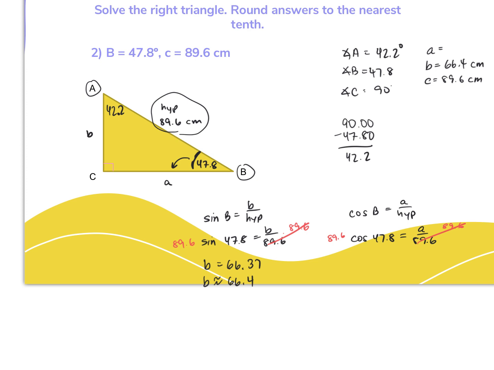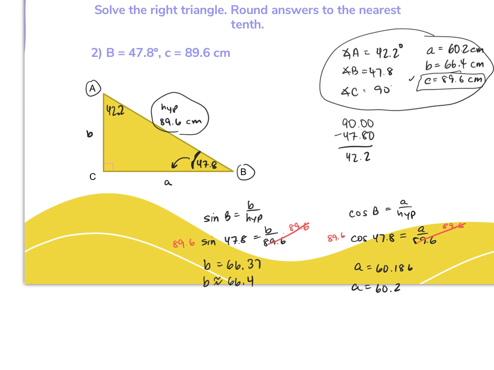And so again, you're going to get your calculator, you're going to find the cosine of 47.8, and you're going to multiply it by 89.6. And you're going to get a equals 60.186. And again, we're rounding to the nearest tenth, so it's 60.2. So 60.2 centimeters. And again, I always look to see, is my hypotenuse the longest side? And it is, so I probably did the work right.